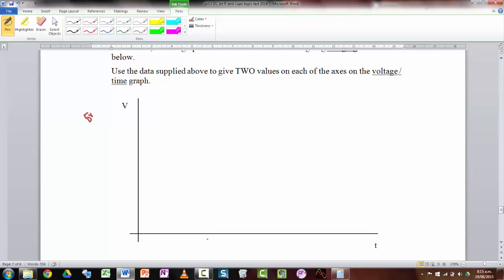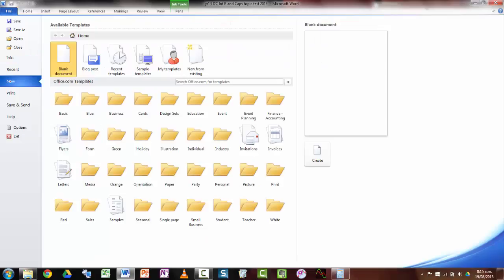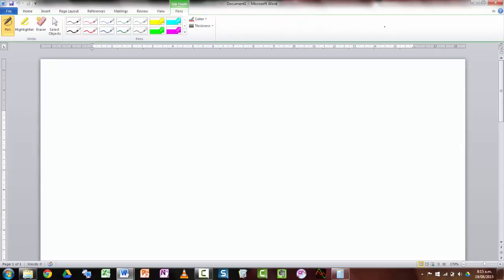It won't let me draw on top of another drawing, so maybe I'll do this on a separate page. Yeah, why don't I do that? So I'll go File, New, Blank Document. Oops. View, start inking. So it'll look like this. Here's voltage, here's time.